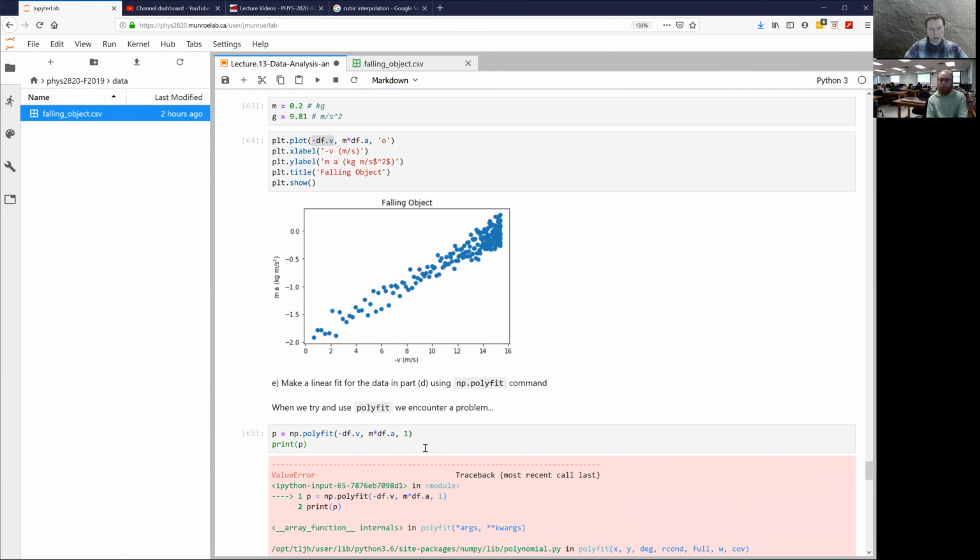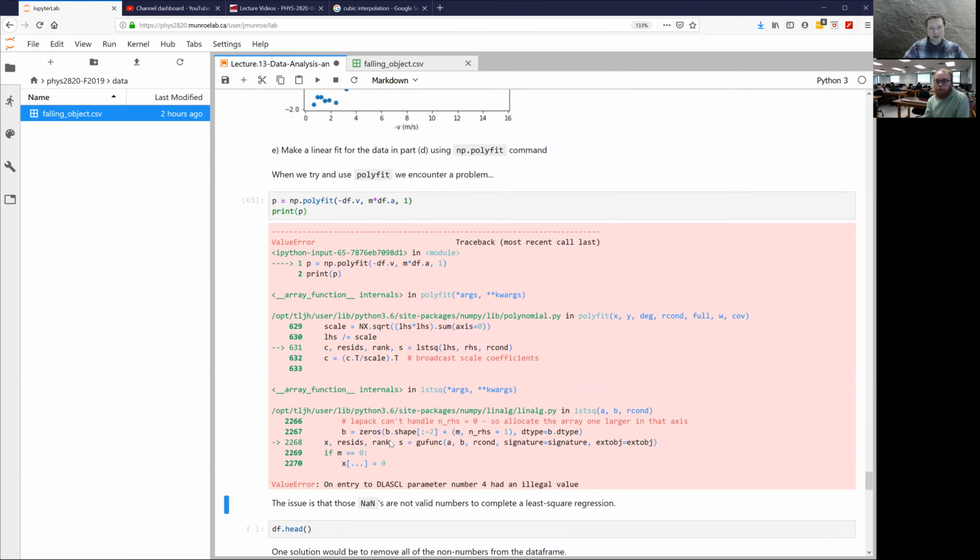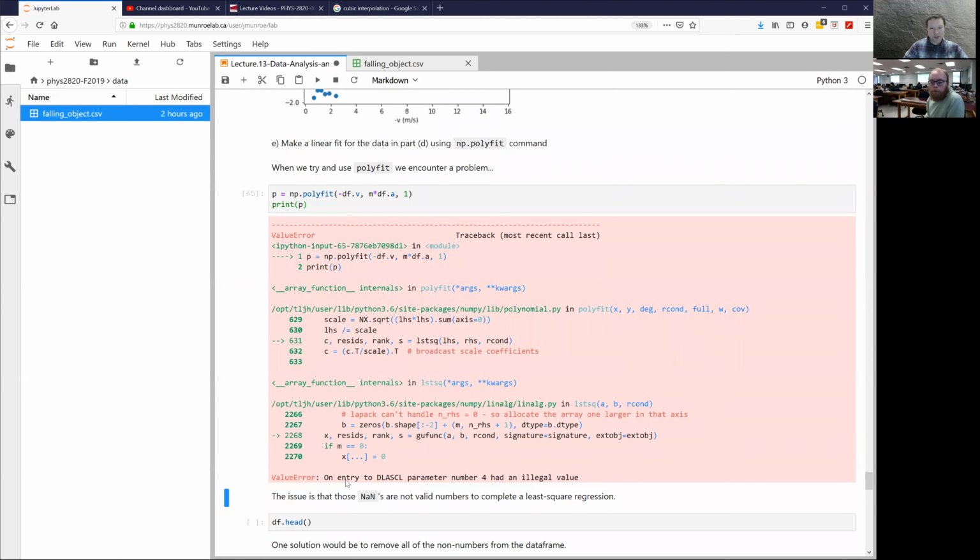Uh-oh, we got a problem. It is giving us something about on entry DLALC parameter 4 as a legal value. Now, this is one that might stump you for a moment, like, what do I do? The issue in this particular case is there are some NaNs in the table.